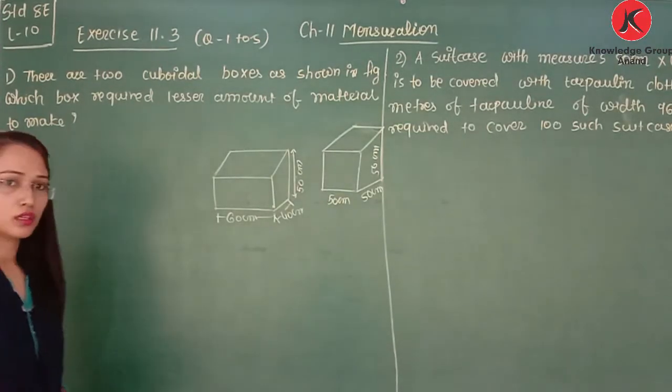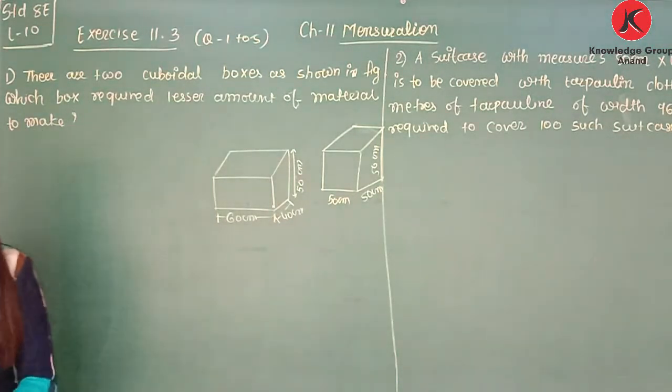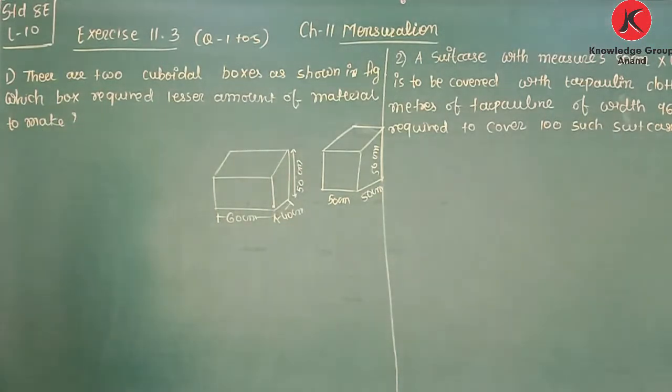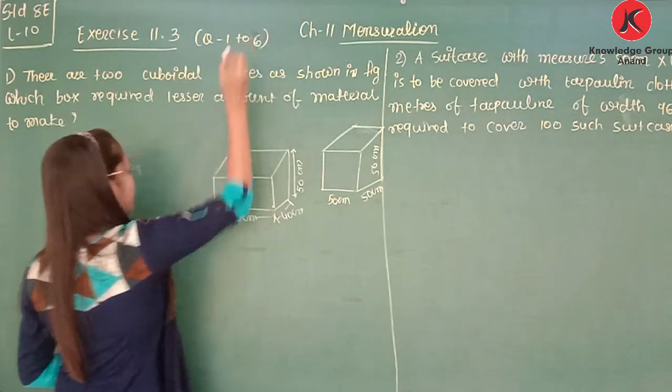Welcome back friends. Previously in this chapter we solved examples related to the surface area of a cube, cuboid and cylinder. Today we will solve exercise 11.3 with question number 1 to 6.